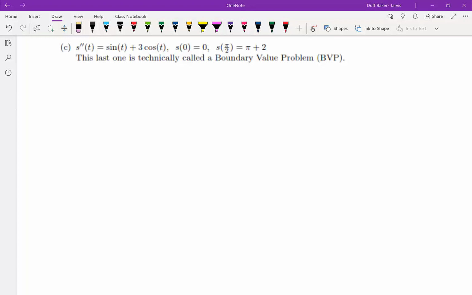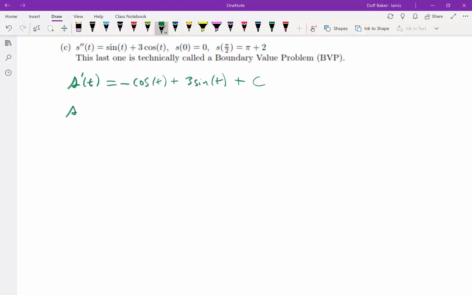Alrighty. So like I was saying, for this one, I think the easiest way to do it is to immediately go to finding s of t. But to do that, of course, we have to first do one antiderivative and remove 1 prime at a time. So the antiderivative of sine is minus cosine of t. And then we would get 3 sine of t. And then we would get a constant. That's all possible antiderivatives of s double prime. Then we do it again.